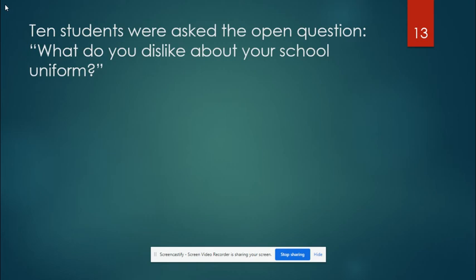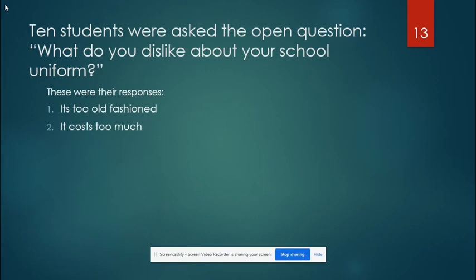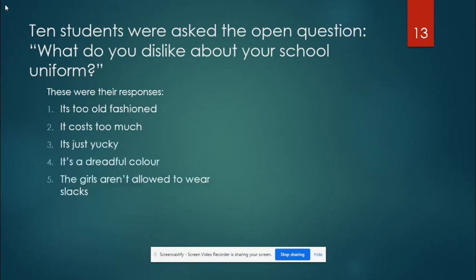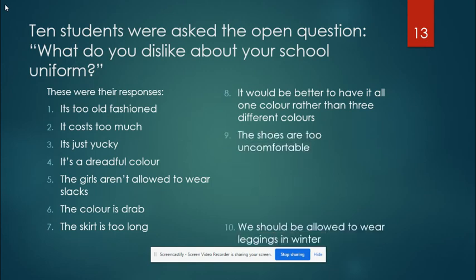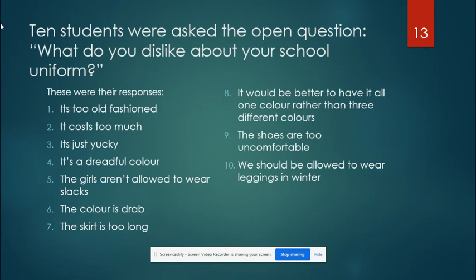Ten students were asked the open question, what do you like about your school uniform? These were their responses. What do you dislike about your uniform? Okay. Too old-fashioned, it costs too much, it's yucky, it's a dreadful color, the girls aren't allowed to wear slacks, the color is drab, the skirt's too long, it would be better to have it all in one color rather than 3 different colors, the shoes are too uncomfortable, and we should be allowed to wear leggings in the winter.